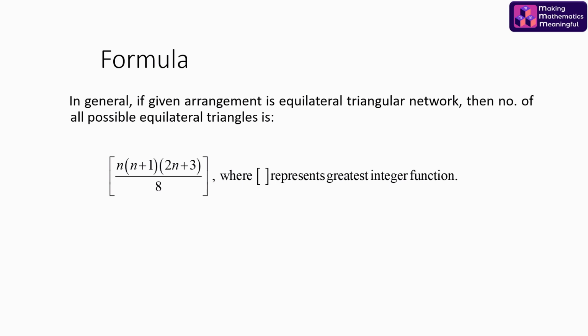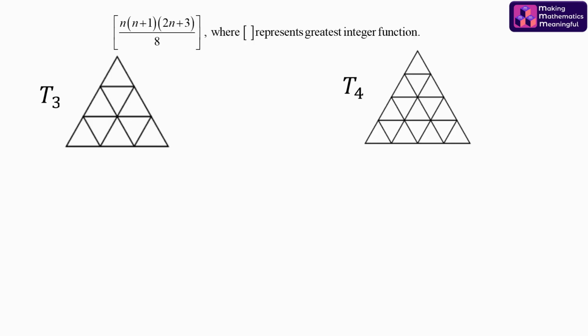Now, there is a shortcut formula for the same, which is given by n into n plus 1 into 2n plus 3, divided by 8, and the greatest integer of this. So, let me explain this formula by taking one example. What does n represent here? It is simply this base number. So, we have this triangular arrangement having 3 equal divisions: 1, 2, 3, and in the same way here 1, 2, 3. So, here we take n equal to 3.